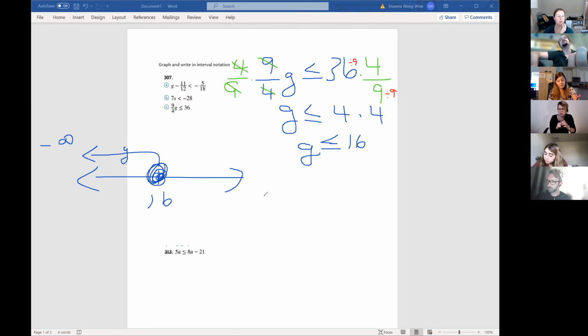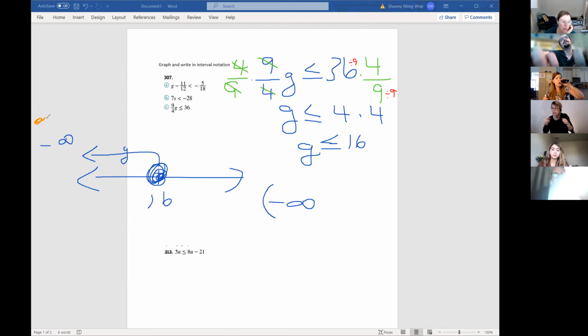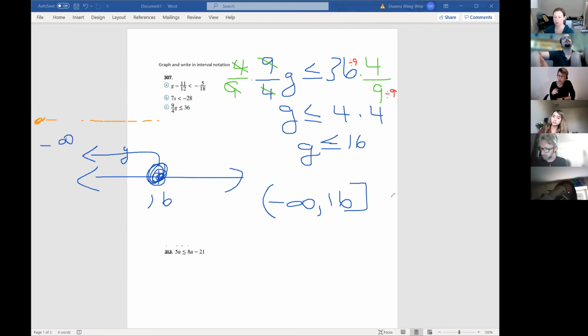And then interval notation? I did parentheses. I'm not sure if the infinity goes first, but I did negative infinity. Yeah, you always read left to right like you're reading a word. So if I'm reading a word, I would start over here and then go this direction, so the negative infinity is first. And then I did 16 and a bracket. Okay, looks good to me.